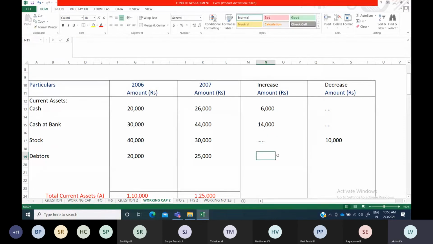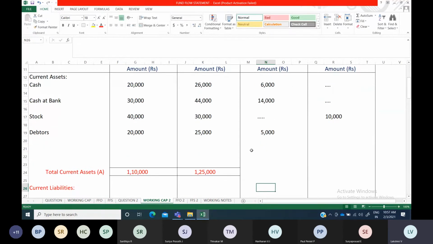Okay. And then for debtors, from 20,000, it has increased to 25,000. So what is the difference? 5,000. Okay. So increase in current asset increases working capital. So in the increase column you have to show the difference amount only. So take care, the difference amount only you have to show, in either the increase column or the decrease column based upon that. Okay. So better don't total here.